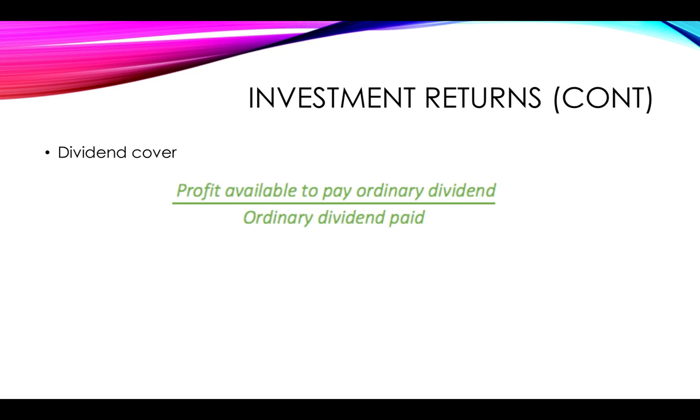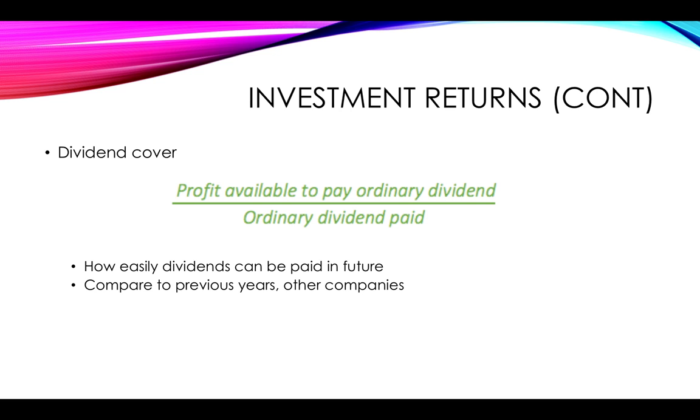Dividend cover refers to the profit that is available to pay the ordinary dividends compared to the ordinary dividend paid. In other words, you would look at your retained earnings. How much is actually available to pay the dividends? And this determines how easily dividends can actually be paid in the future, and you would compare it to the dividend cover of previous years as well as for other companies. And this will also indicate for you how sustainable this particular business actually is in relation to paying out dividends.